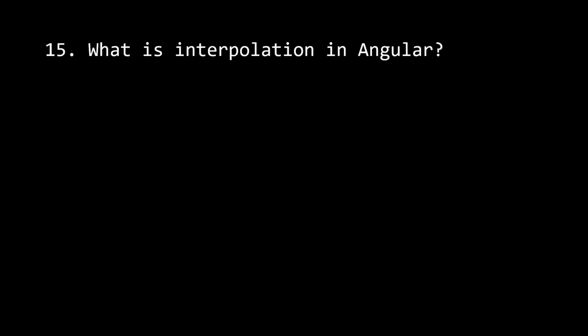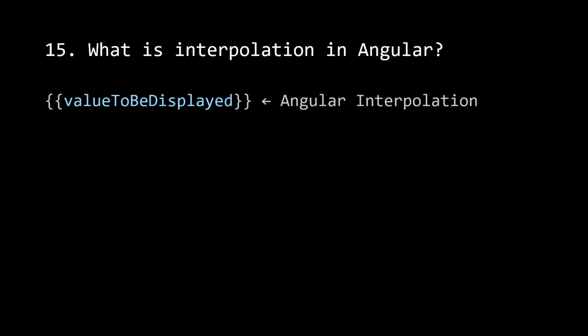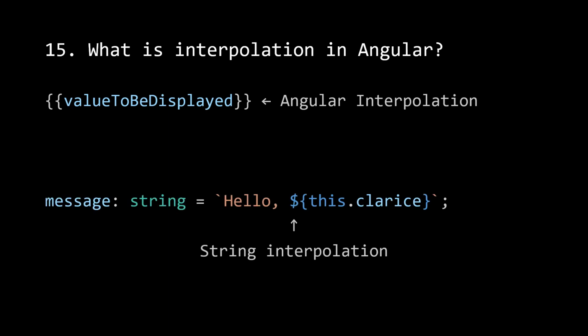Interpolation is the double curly braces on each side of a value syntax, the data binding syntax shown here. And don't confuse this with TypeScript's string interpolation that is shown here with the dollar sign and the curly braces to format strings. They are very different things.